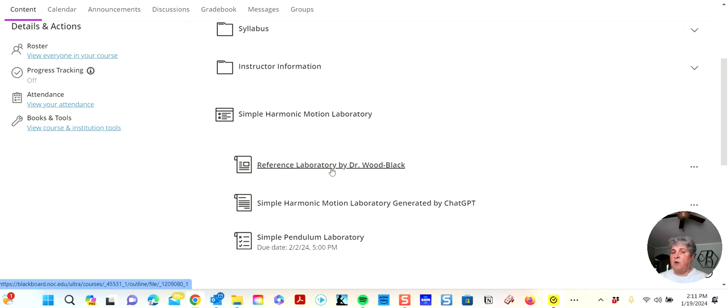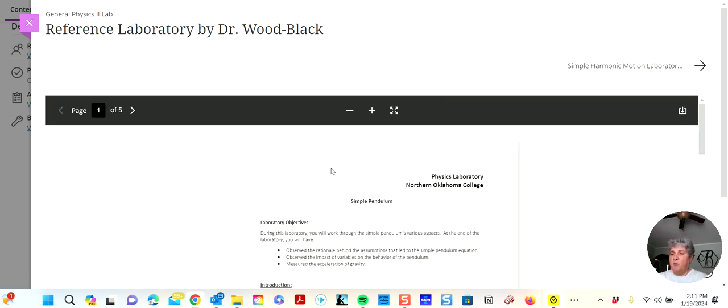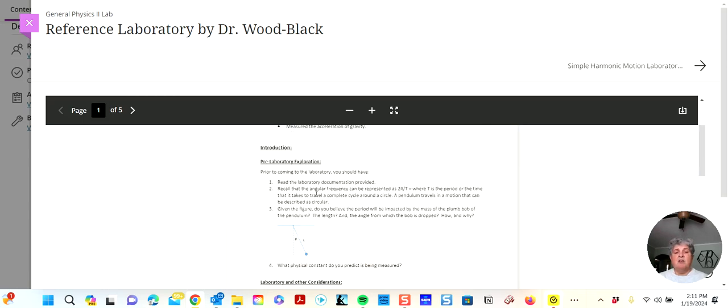So one of the things you're going to want to do is open our reference laboratory. And when you do your laboratory memo, you're going to want to make sure that you reference the appropriate documents. So in this laboratory, there's some pre-laboratory exploration. Again, it's kind of going back to looking at that section of your book to verify where you are in that section of your book. And there are a couple of questions I want you to think about prior to starting that lab.